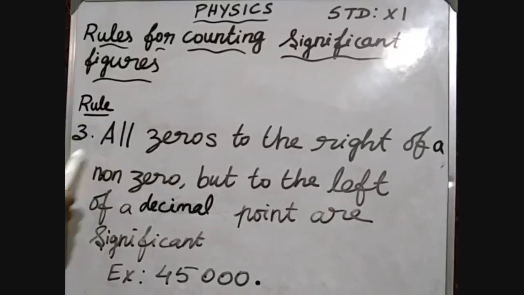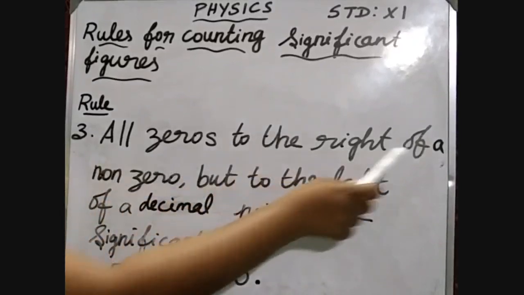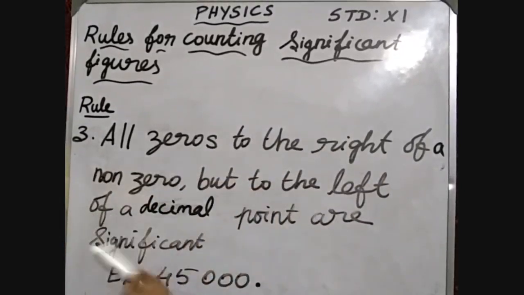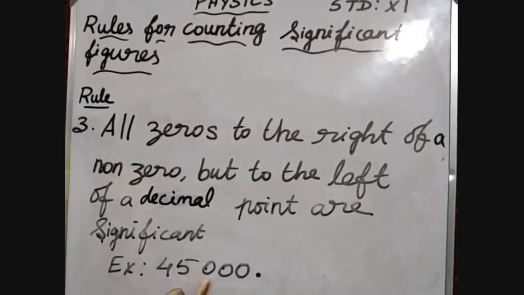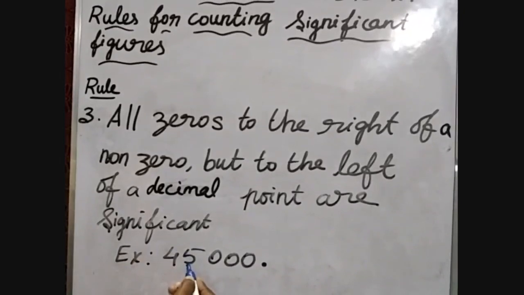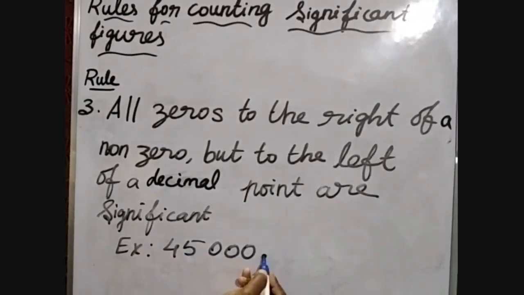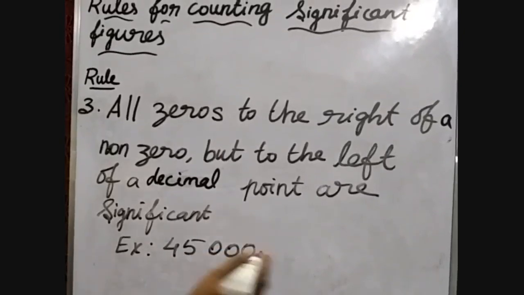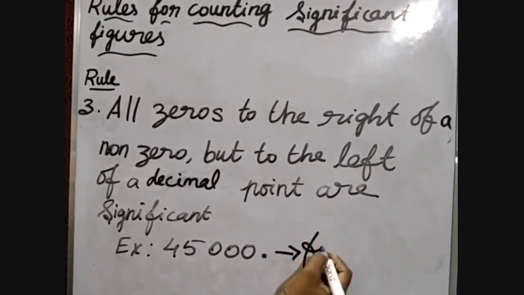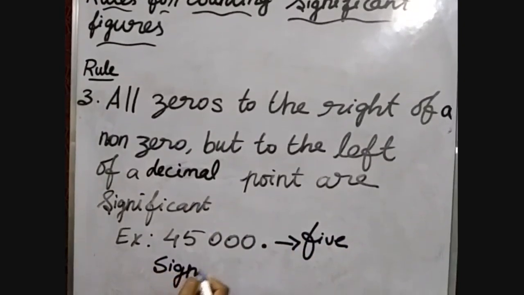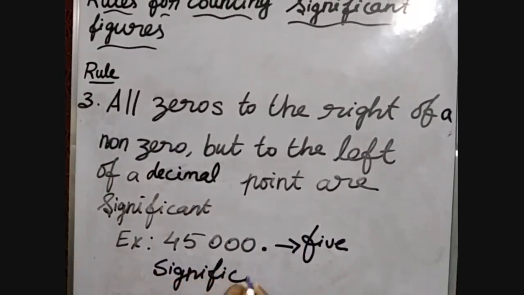Rule number 3. All zeros to the right of a non-zero but to the left of a decimal point are significant. Here we have 3 zeros that lie right of a non-zero 5 and left of the decimal point. So this number has 5 significant figures.